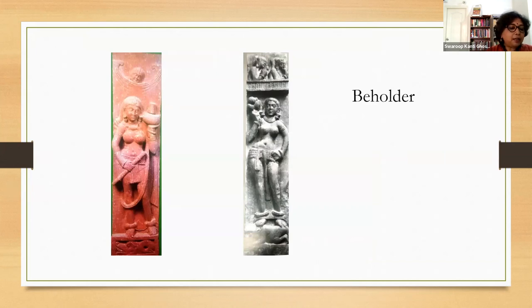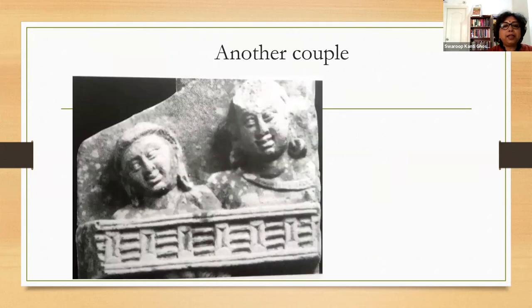What is interesting in the case of Sangol also, I just mentioned the balcony. So who is the beholder? The beholder is always there looking at something. Here you have another, mostly in couples. So conjugality can also be understood from looking at these beholder couples.